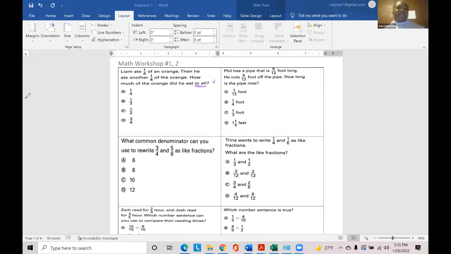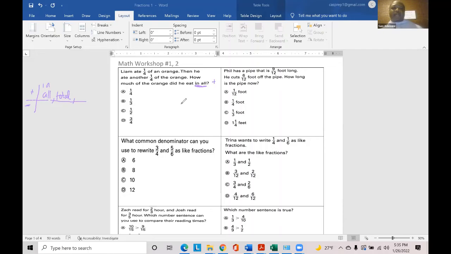So one of the things that we can do, we can almost create a chart that tells us what words lead to certain operations. If we see "all" or "in all," we know that's addition. If we see words like "total," we know that's addition. And we'll see what else we come across.